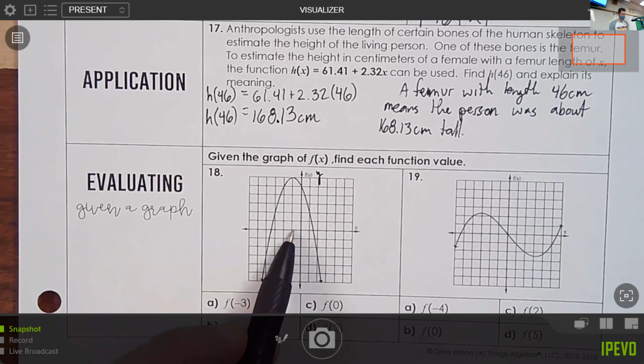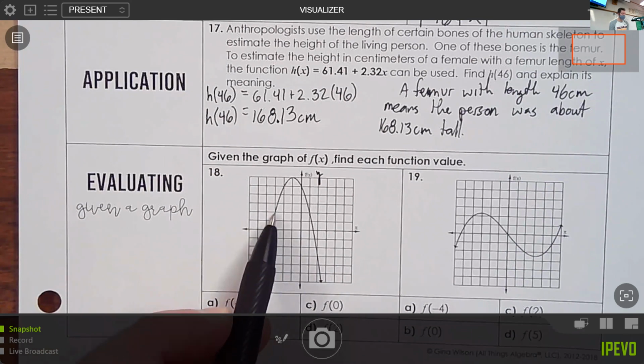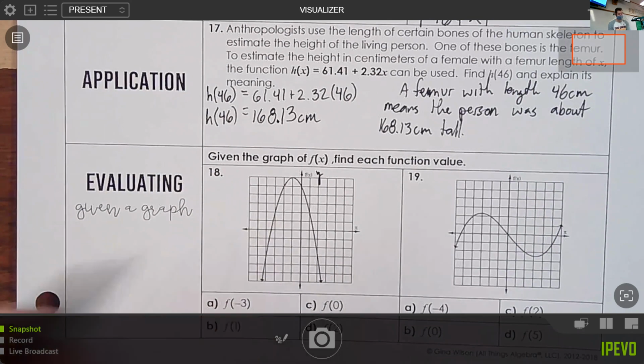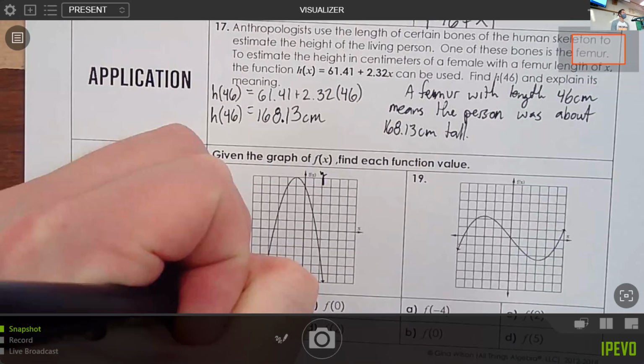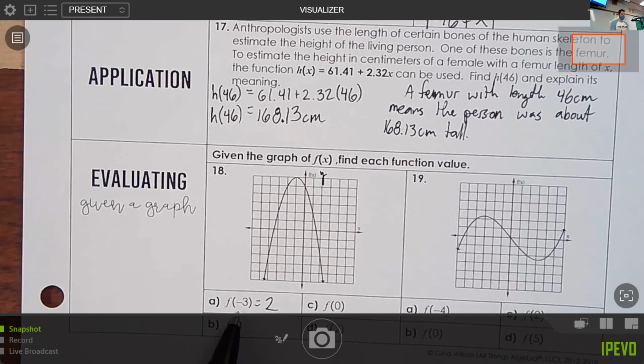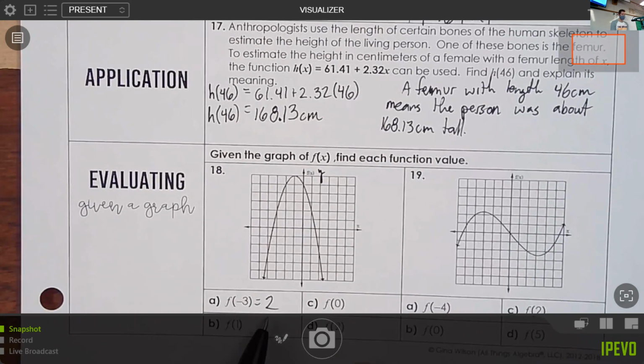So 1, 2, 3. We're getting to the graph. How far up? 2. Yeah. So it's just 2 up. So f of -3 equals 2. So x equals -3, y equals 2. Exactly. We're just figuring out the coordinates of the graph for that particular point.